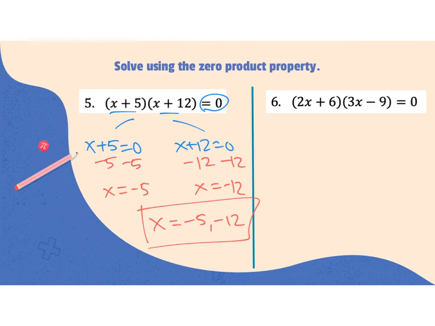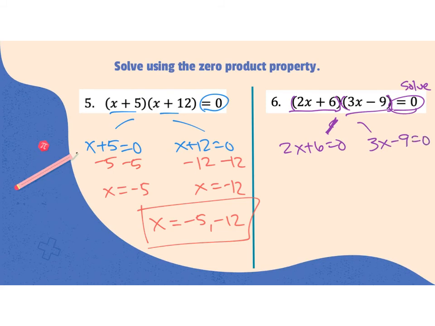In number 6, again, I have two factors. Notice that these, again, are all in factored form already. They're already in the factored form where they're in two sets of parentheses. So 2x plus 6 is one of your factors. 3x minus 9 is another factor. Here's your equals 0, which tells you to solve it. So I'm going to split them apart. 2x plus 6 equals 0. Sorry, that was supposed to be a line. 3x minus 9 equals 0.